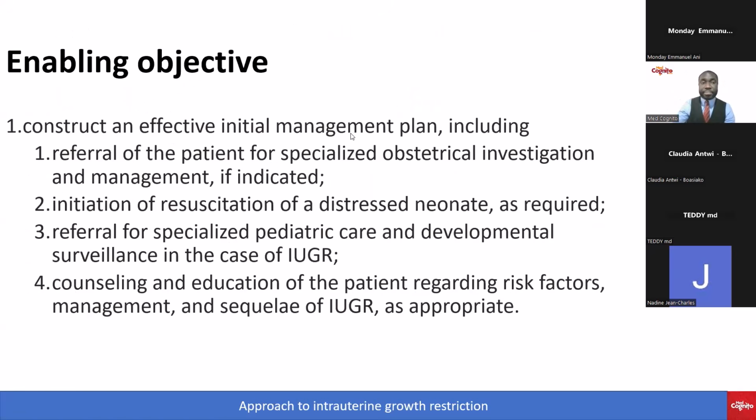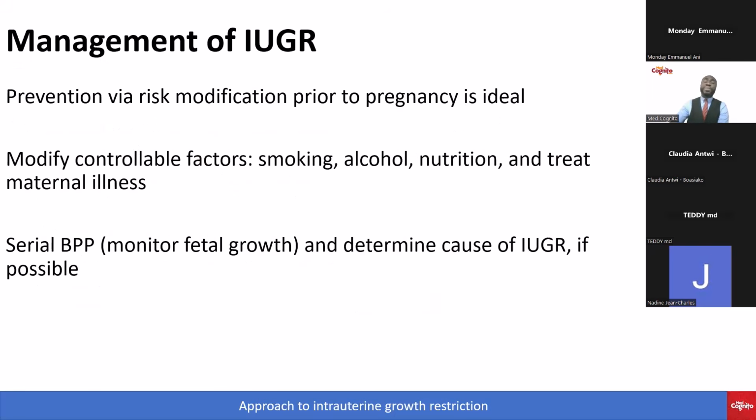artery. Okay, so construct an effective initial management plan, including referral of the patient for specialized obstetrical investigation and management, if indicated, and initiation of resuscitation of a distressed neonate as required, and referral for specialized pediatric care and developmental surveillance in the case of IUGR, and counseling and education of a patient regarding high-risk factors, management and sequelae of IUGR as appropriate. I'm not going to waste your time on this, but we're going to keep it very simple.